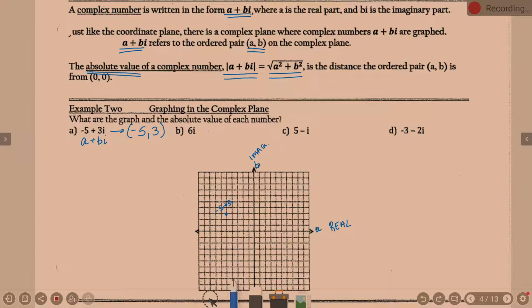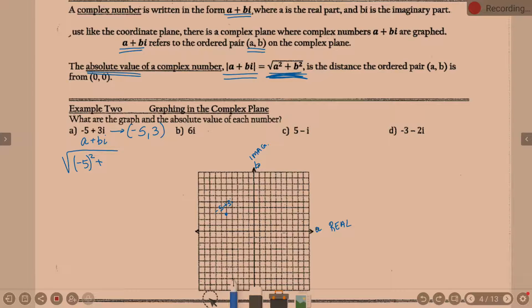Okay. Before we move on to the next one, that's the graph, we also want to talk about absolute value. So absolute value of -5 plus 3i, remember there was a formula, yes? Absolute value is the square root of a squared plus b squared. So I'm going to be doing the square root of, what's my a value? -5. So I'm going to say -5 squared plus, what's my b value? Would we just put 3 squared?